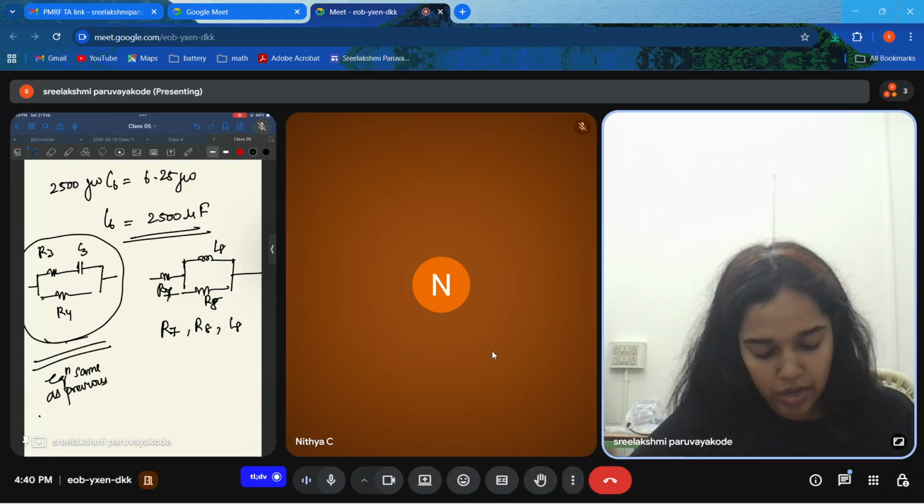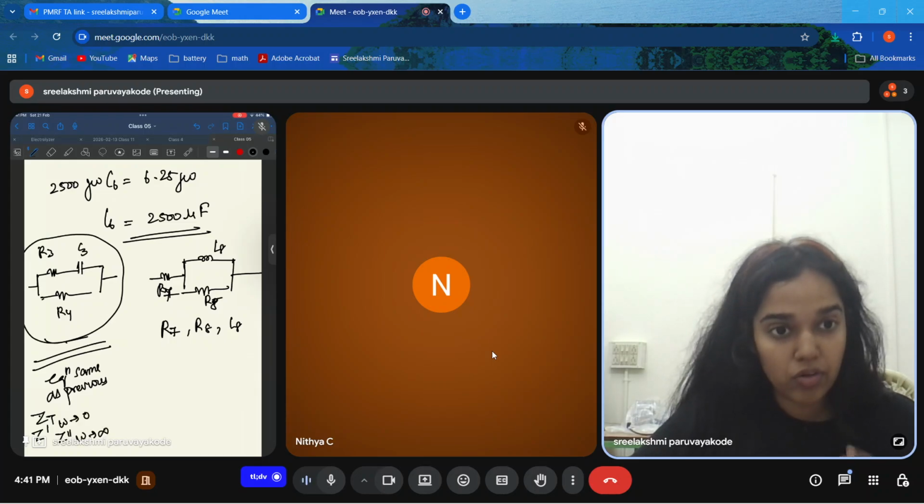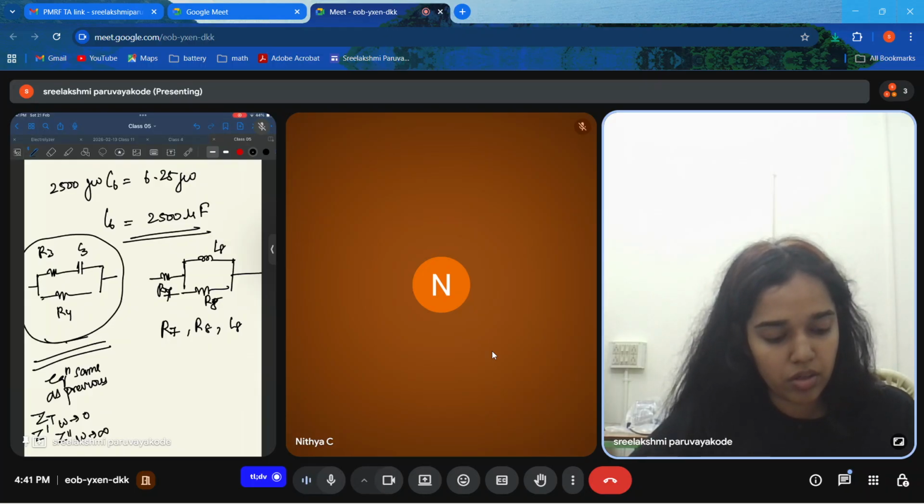So you write the Z total. Then you have Z dash, that is omega tends to 0. Then you have Z double dash, omega tends to infinity. Those values stay same as what you got from the previous one. Now for this one, you will have to solve it again. How? You have to find out the total impedance. What is the total impedance?